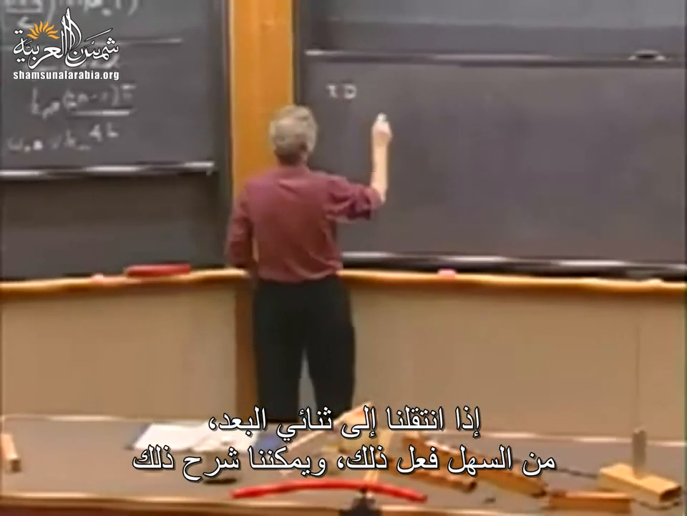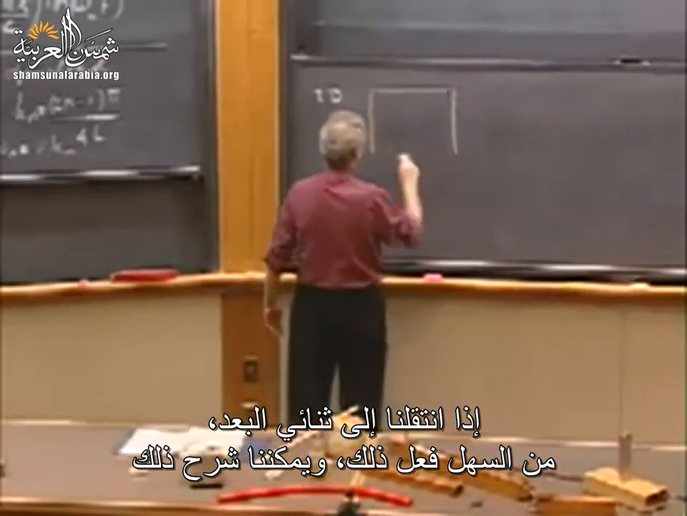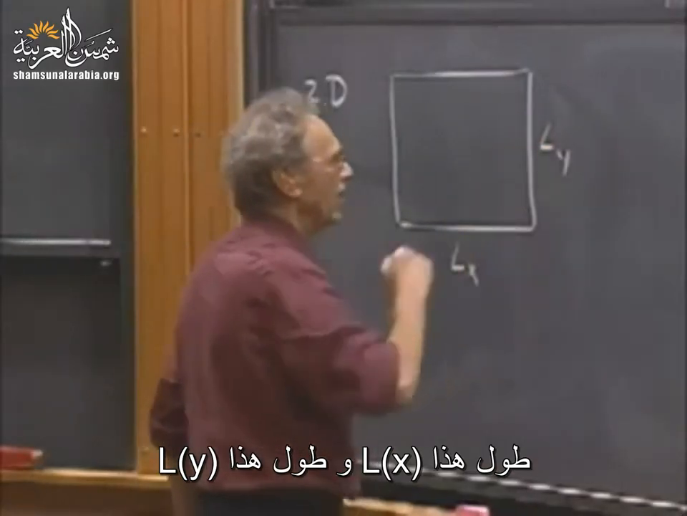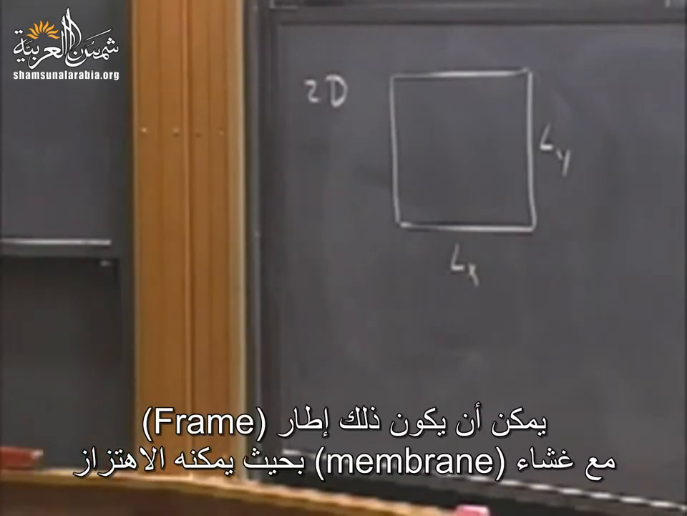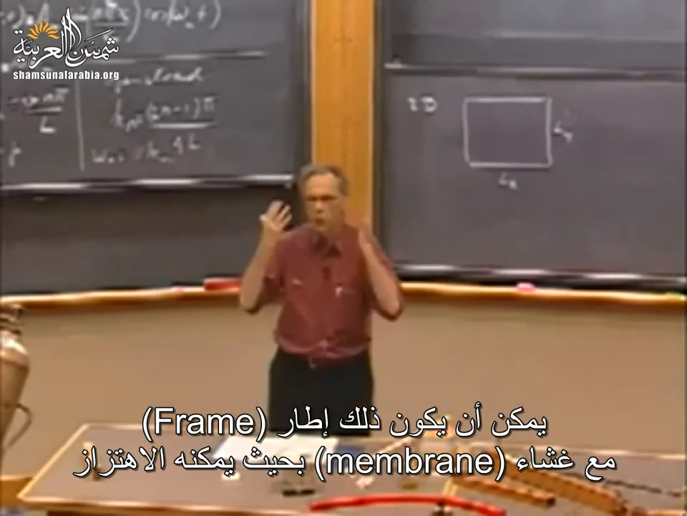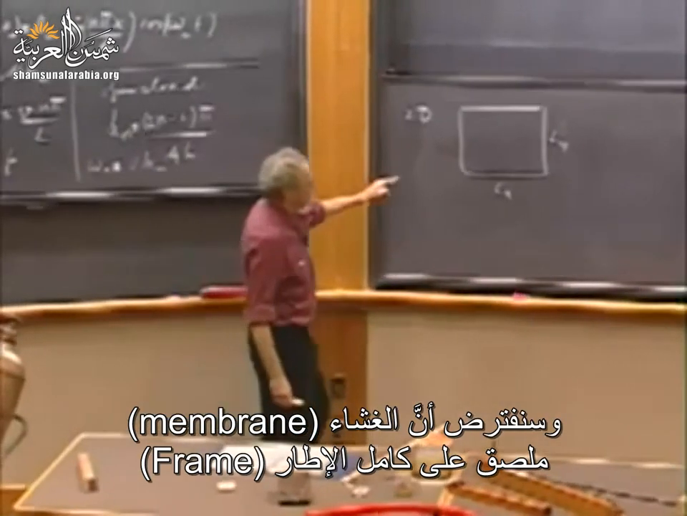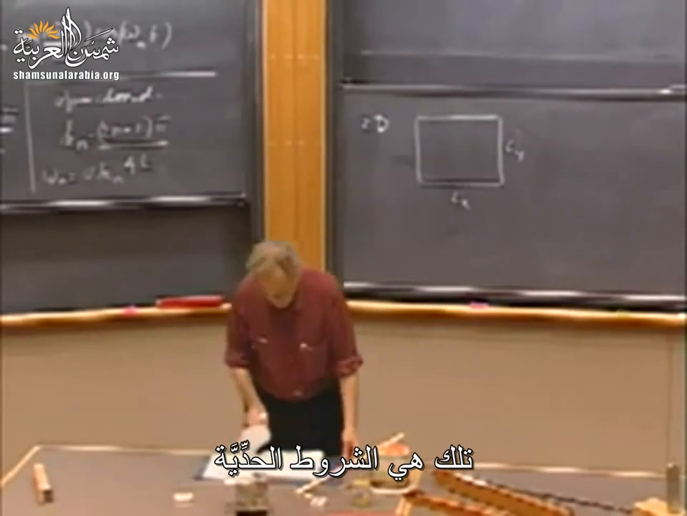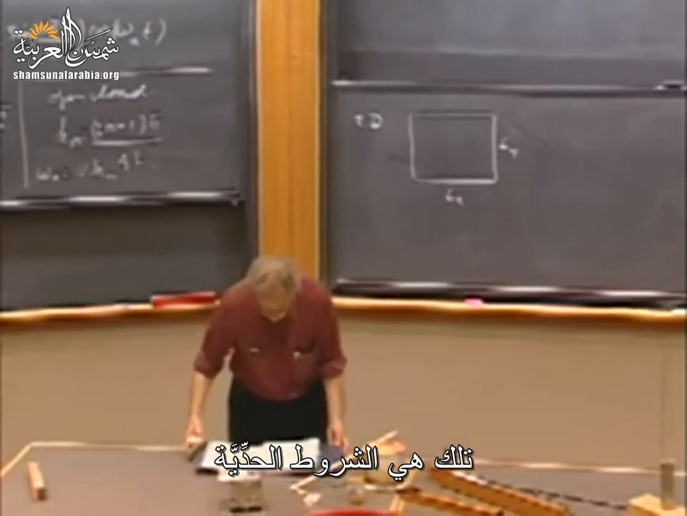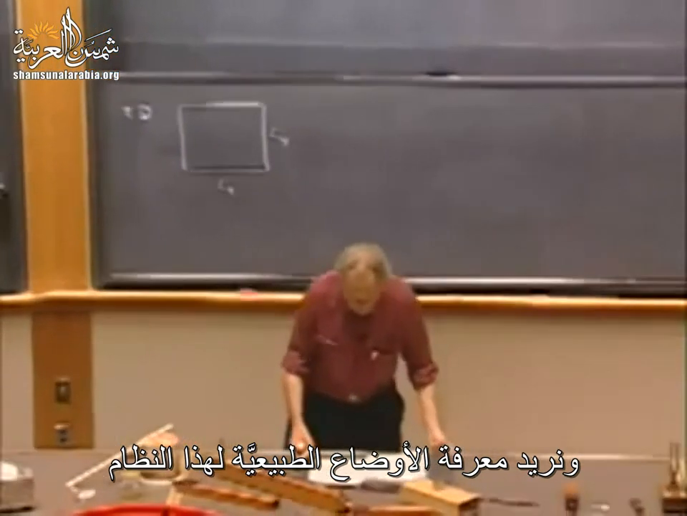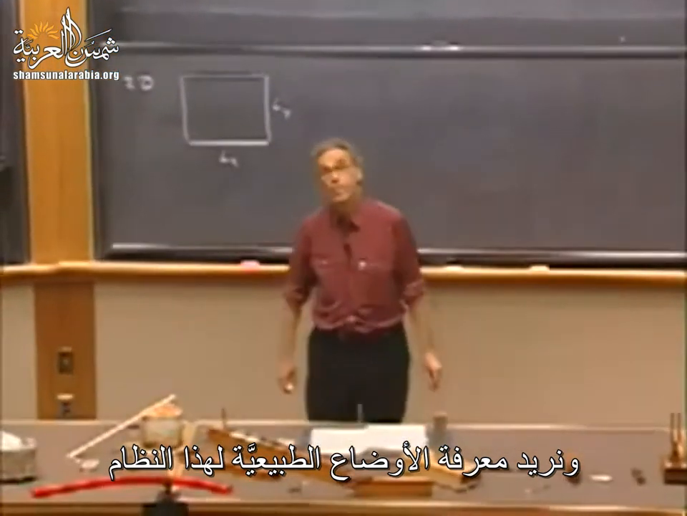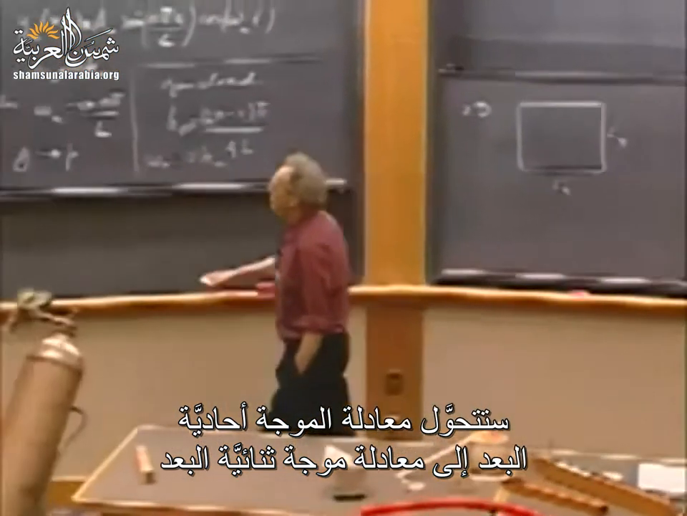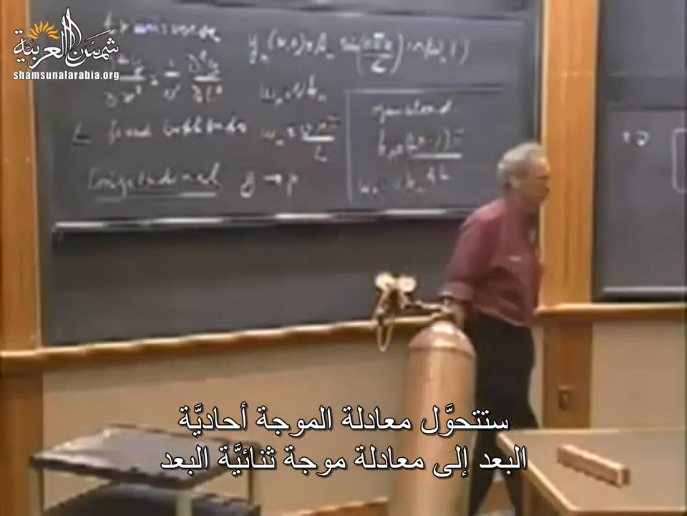If we go two-dimensional, which is easy to do, and we can even demonstrate that. So this has length Lx, and this has length Ly, could be a frame with a soap film, a membrane which can oscillate. And we will assume that the membrane is attached everywhere to the frame. So that is the boundary condition. It's everywhere attached. And so we want to know now what the normal modes are for this system.